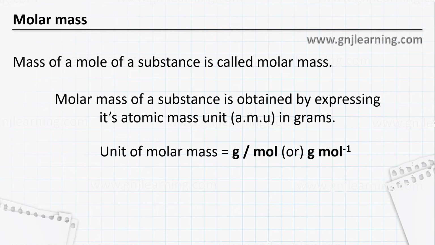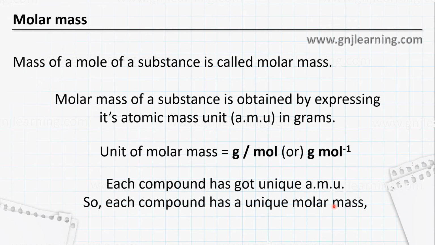Once again, let's try to understand this. Atomic mass, I will write it down, AMU is of 1 particle, whereas molar mass is of 1 mole of particles. So AMU is of 1 particle, whereas this is of 1 mole of particles. Clear? So that's the difference between AMU and molar mass. And the unit of molar mass is gram per mole.